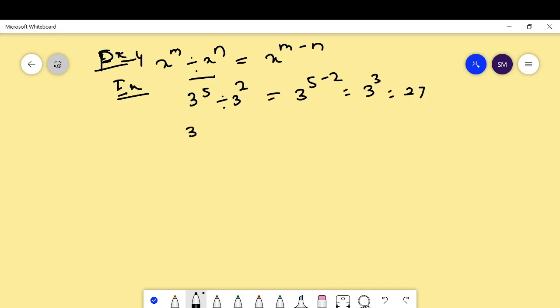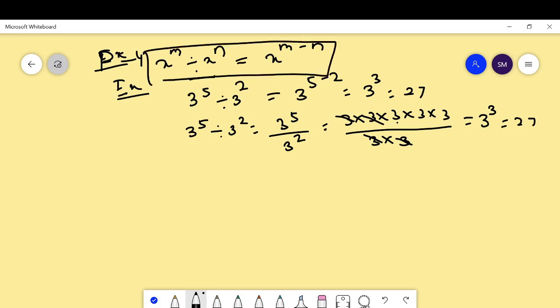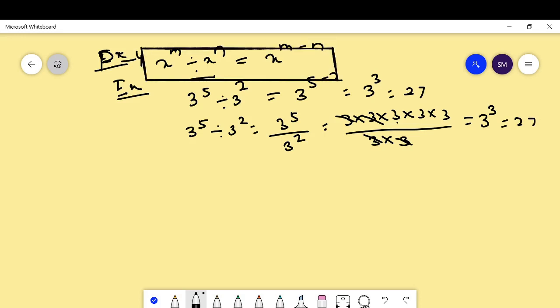Otherwise, look here: 3 to the power 5 divided by 3 to the power 2. This means 3 to the power 5 upon 3 to the power 2. Then 3 to the power 5 means multiply 3 five times. Here 3 to the power 2 means multiply 3 two times. Cancel. Then what remains here? 3 into 3 into 3, which is equal to 3 to the power 3. This is equal to 27. Hence, you prove property 4. Suppose there is division and the same base, then the exponents get subtracted.